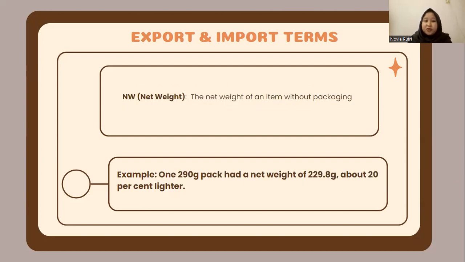And then we move to the terms that can be used for export and import, which is the last terms that I will present. So the first one is NW or net weight. So the net weight of an item without packaging. So the example is 1290 gram pack had a net weight of 229.8 gram, about 20% lighter.